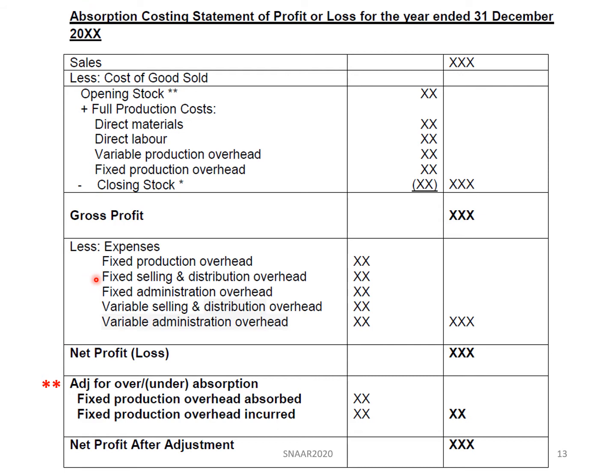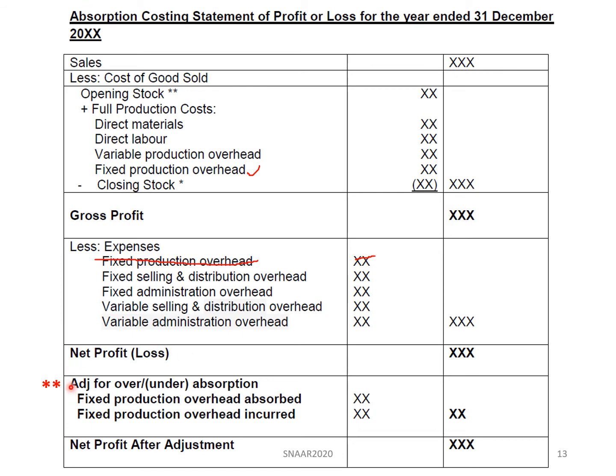Kita sepatutnya ada fixed selling, fixed production overhead ni salah ni, bukan kat sini. Sekejap I potong dia. Dia dah ada dekat atas ni kan. So this one is wrong. Kita ada fixed selling, fixed admin, variable selling, variable admin. So, you dapatlah net profit or loss kat sini. The pre-adjusted. Okay, unadjusted net profit or loss.